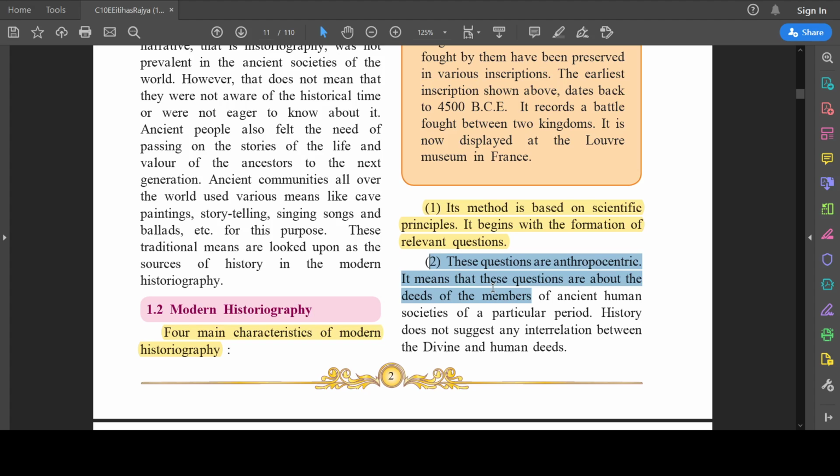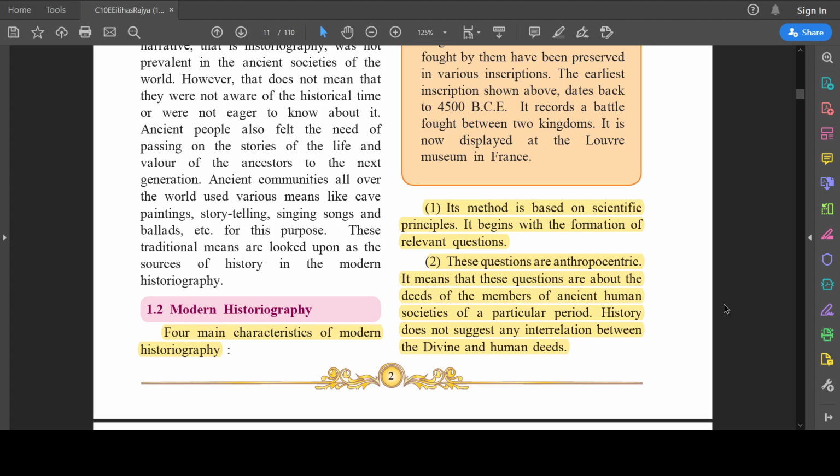You know what's the meaning of anthropocentric, children? Anthropocentric means it's a belief that humans are more important than anything else. So this is your second point. These questions are anthropocentric. It means that these questions are about the deeds of the members of ancient societies of a particular period. History does not suggest any interrelation between the divine and human needs. That's your second point.